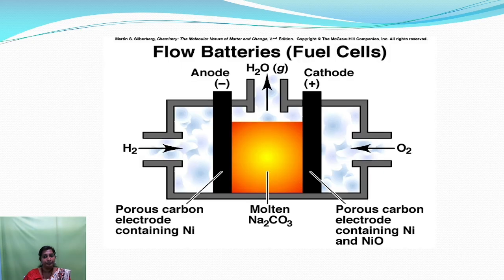This is the flow battery, that is a fuel cell. This is an example of flow batteries. The reactant, product and electrolyte are continuously passed through the cell, that is the fuel cell. In the hydrogen oxygen fuel cell, hydrogen is passed through the anode compartment and oxygen is passed through the cathode compartment. There are 2 porous electrodes: the anode is a porous carbon electrode containing nickel, and the cathode is a porous carbon electrode containing nickel and nickel oxide. Molten Na2CO3 is used as the electrolyte.